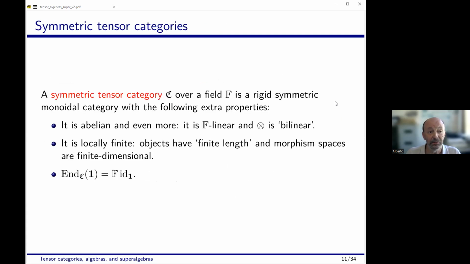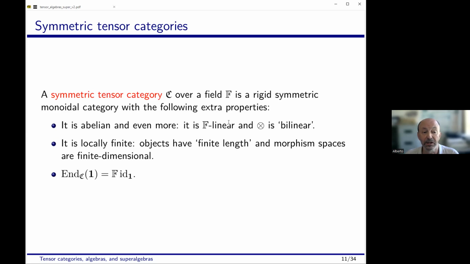And finally, we need the braiding, a symmetric braiding, and we need the rigidity. And then a symmetric tensor category is a rigid symmetric monoidal category which also is abelian, and more than an abelian category, it is F-linear. So the morphisms between two objects are not just an abelian group, but a vector space over the ground field F. And the tensor product is bilinear. And we also require some finiteness conditions. So objects have finite length, and morphism spaces are finite dimensional.